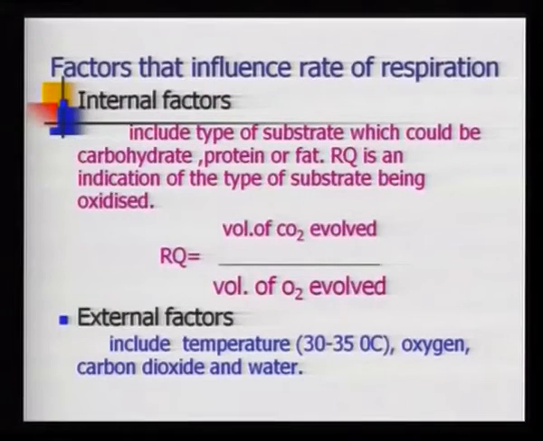So, our next topic in the lesson was what are the factors that influence the rate of respiration. Obviously, it will be the substrate that we are using as our oxidative material. It can be carbohydrate, it can be fat, it can be protein. Depending upon the respiratory quotient, which is actually a measure of the amount of carbon dioxide given out divided by the amount of oxygen used during the total oxidation of 1 mole of that substrate.